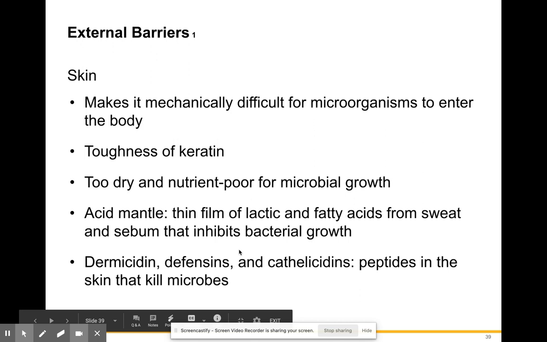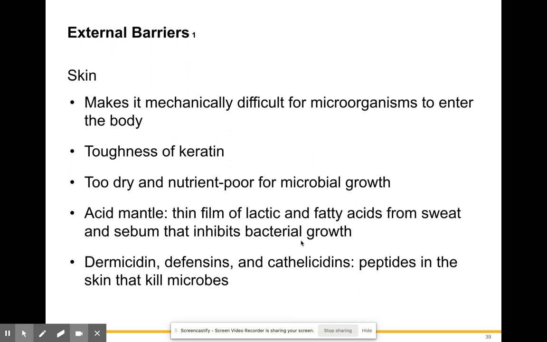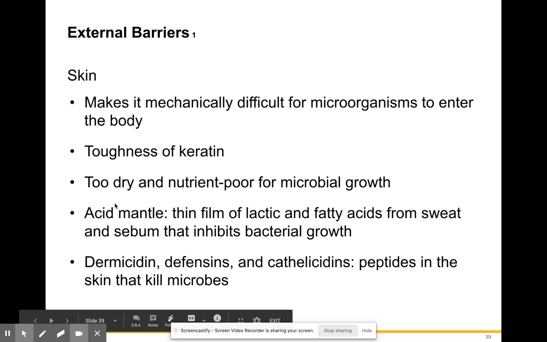But the acidic nature of your sweat is also a very good antimicrobial agent, kind of like if you spray Lysol on something. That would be your body's equivalent of hand sanitizer, so to speak. Dermicidin and defensins are peptides. These are proteins in the skin that help kill microbes, and those are part of your acid mantle as well.